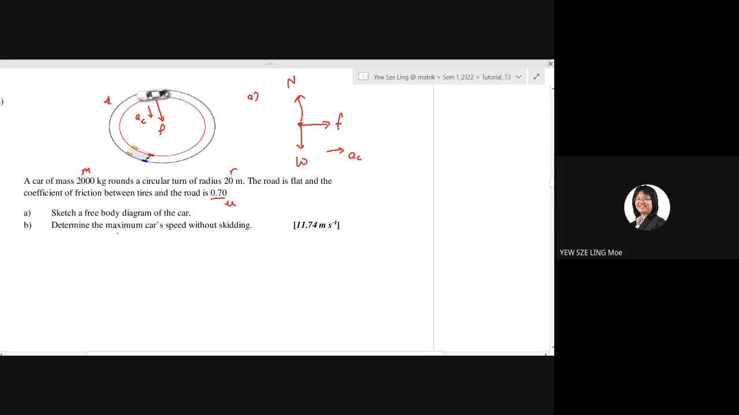Now, question B: determine the maximum speed of the car without skidding. The reason why it can move in the desired circular motion is because of the frictional force, and it is also because the speed hasn't exceeded the maximum limit yet. So this question wants us to calculate the maximum speed of the car. So how are we going to calculate? We want to find out the value of v when it is no longer moving in circular motion.